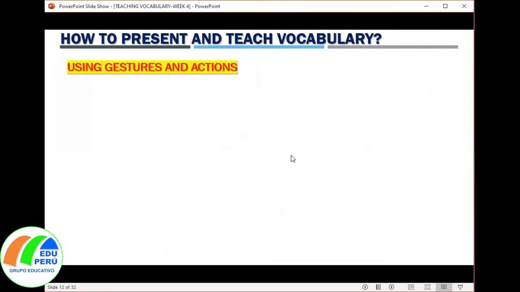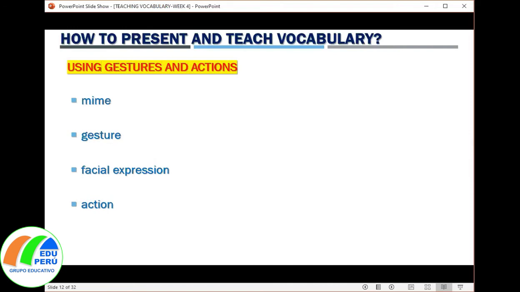Then the other one is using gestures and actions. For example, we have here mime, a gesture, facial expression, action. So you could use your face. You could use some orders or commands to talk about some vocabulary, and they are going to do something, or you could use songs in order to make your students move. For example, here we usually use the TPR.